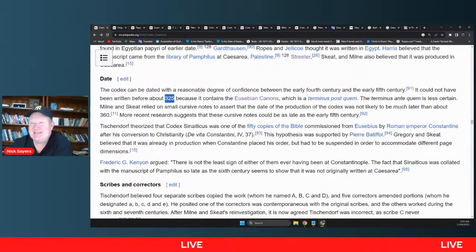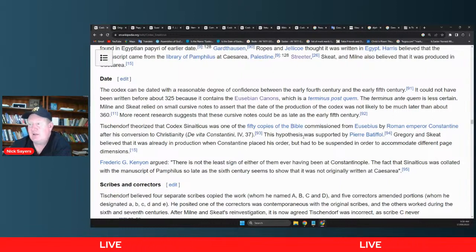Milne and Skeet relied on small cursive notes to assert that the date of the production of the codex was not likely to be much later than about 360. More recent research suggests that these cursive notes could be as late as the early 5th century. Tischendorf theorized that Codex Sinaiticus was one of 50 copies of the Bible commissioned by Roman Emperor Constantine after his conversion to Christianity, from Eusebius' De Vita Constantini.